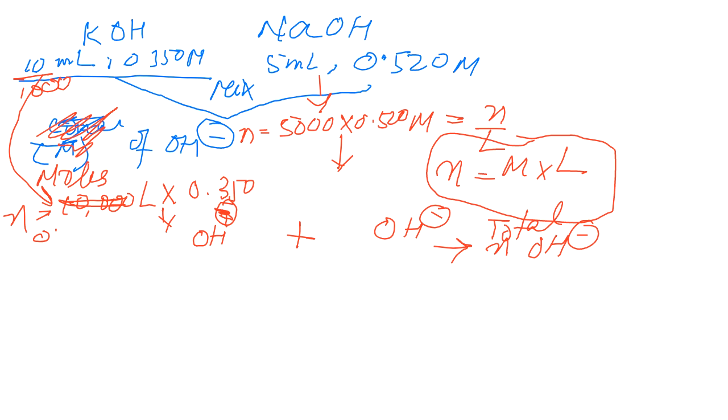So you will get 0.01 liter. Similarly here, 5 is not 5000, it is 0.005 liter. Then you multiply by the molarity into liter, and you will get the moles of OH here, and molarity into liter, you will get the moles of OH here. Then you add both moles, and you will get the total moles. That is your answer.